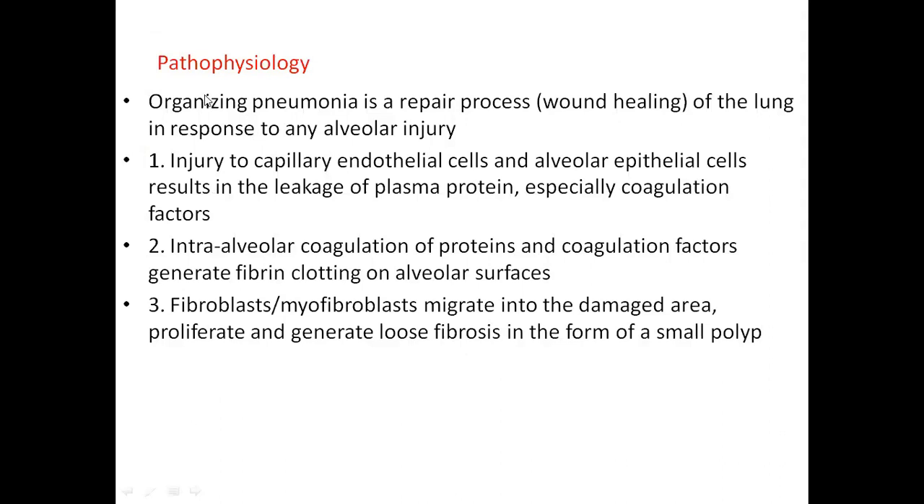In terms of pathophysiology, organizing pneumonia is basically a repair process in response to any type of alveolar injury. In the initial step, there is an injury to the capillary endothelial cells or the alveolar epithelial cells, and they become more leaky. As a result, there is leakage of plasma proteins, especially the coagulation factors. Once the coagulation factors or proteins come inside the alveoli, they generate fibrin clots. Further, in the last step, there is recruitment of fibroblasts and myofibroblasts into that damaged area, which generate a loose fibrosis in the form of small polyps, also known as Masson bodies. When we discuss the microscopic features, we will discuss these small polyps further.